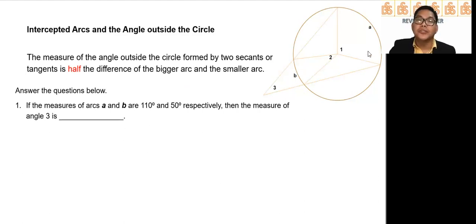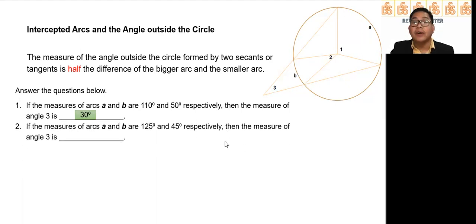If the measures of arcs A and B are 110 and 50 respectively, then what is the measure of angle 3? Okay, using our formula, let's see, 110 minus 50, we will get 60. 60 divided by 2 is 30. Therefore, angle 3 here is 30 degrees.